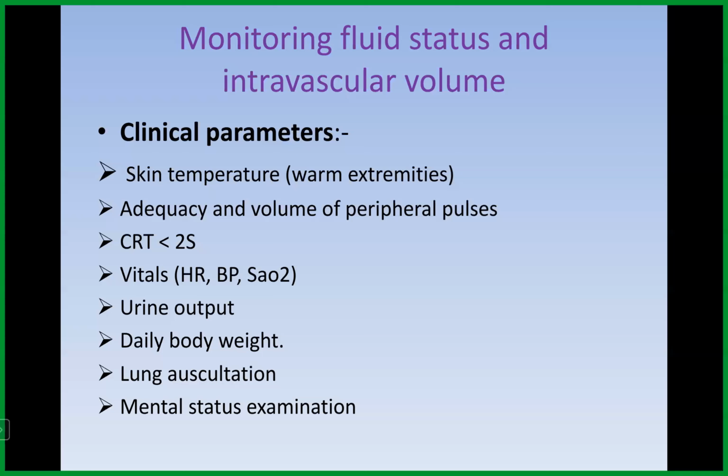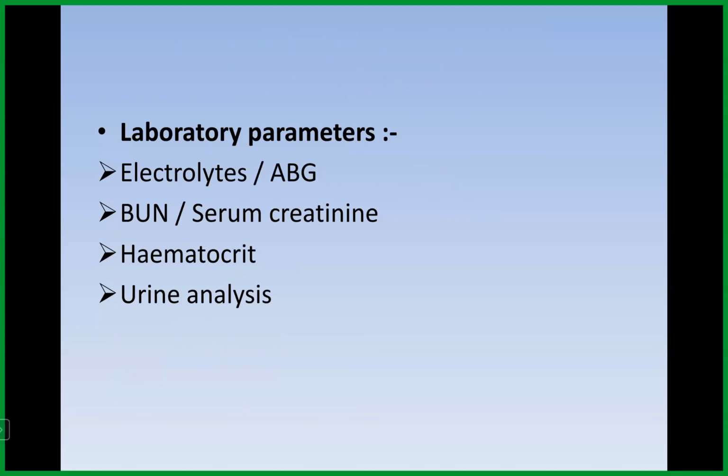Urine output should be checked, daily body weight, lung auscultation, and mental status examination should be done to check for the adequacy of volume and fluid status. What are the laboratory parameters? We should do electrolytes, serum creatinine, hematocrit, and urine analysis.